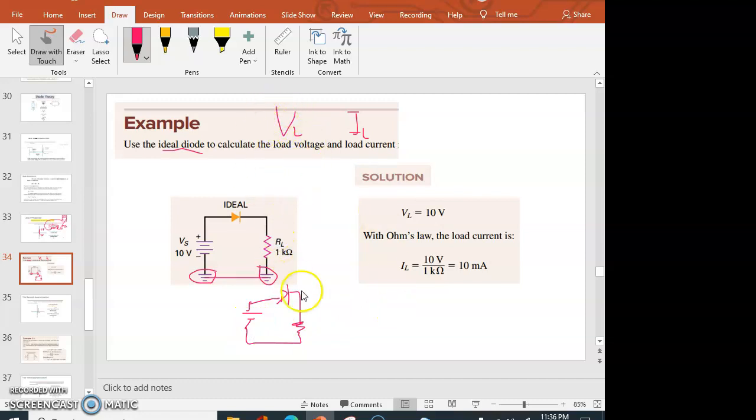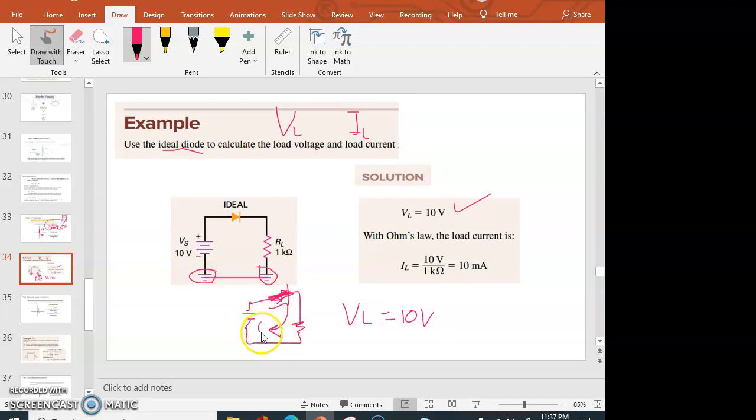The load voltage. Now, since this is ideal and this is 1 kilo ohm, it is obvious that the anode is connected with the positive. So this is now treated as a closed switch. If it is a closed switch, the resistor is directly connected with the supply voltage. It is across, it is in parallel. Therefore, the voltage across our load is simply equal to 10 volts.